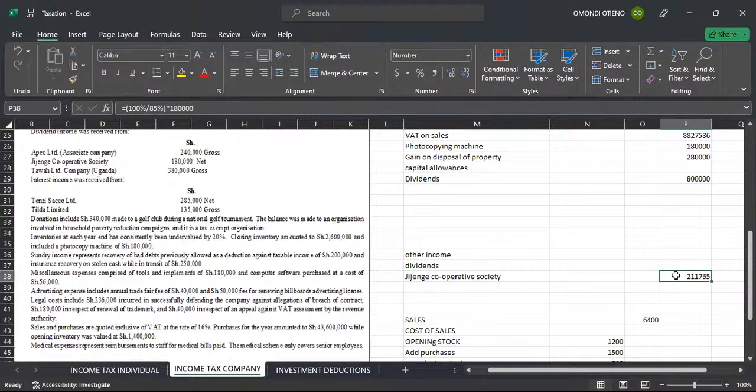That original value, we are adding it here because we deducted the entire amount. The entire amount was deducted.